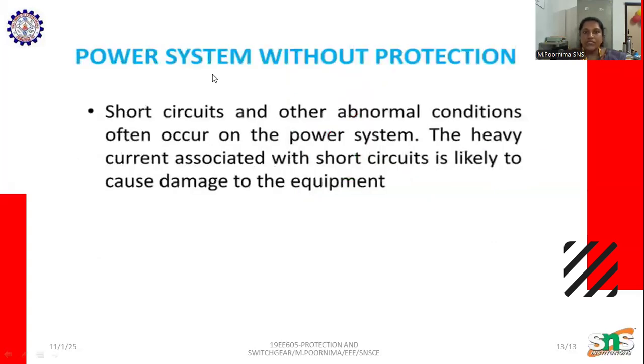So what happens in power systems without protection? Short circuits and other abnormal conditions often occur on power systems. The heavy current associated with a short circuit is likely to cause damage to the equipments, and because of that we have money losses, etc. So without power system protection, the main thing is damage to equipments.